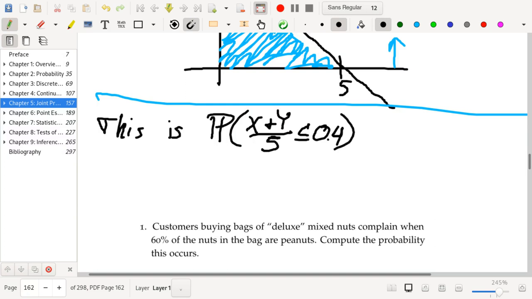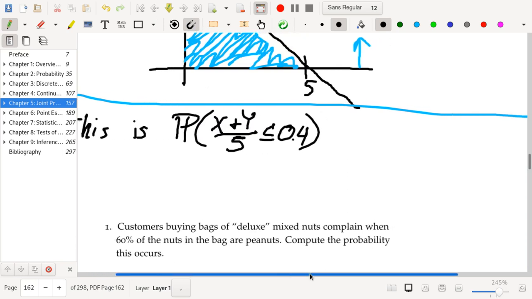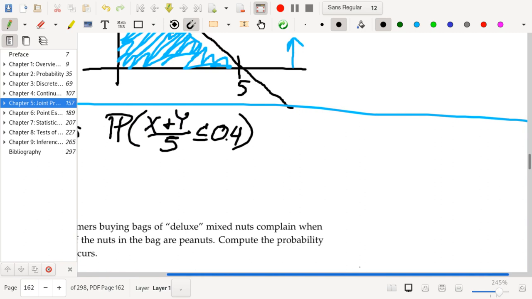That's equivalent to saying that there's more than 60% of the bag being peanuts. Okay? So, this is equivalent to the probability that x plus y is less than or equal to 2, because you just multiply both sides by 5. All right, so what region corresponds to this event happening?